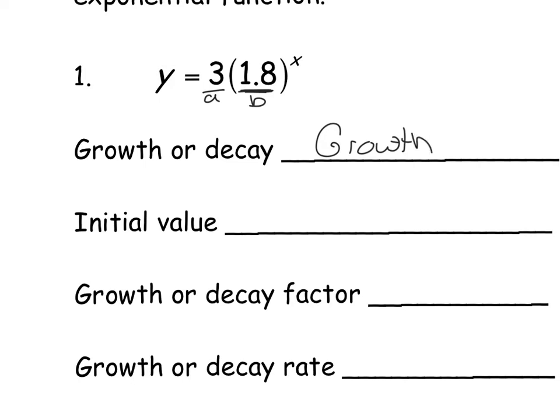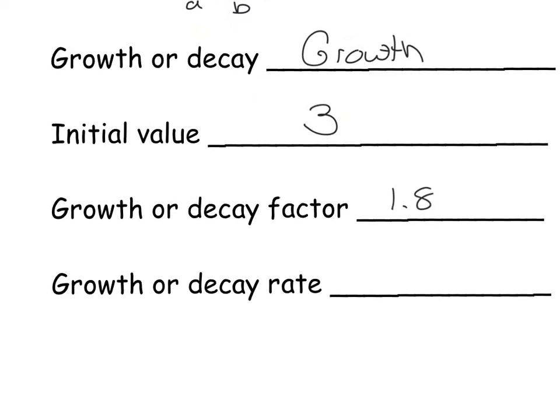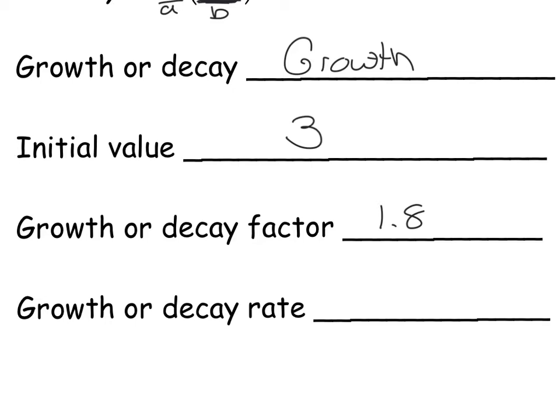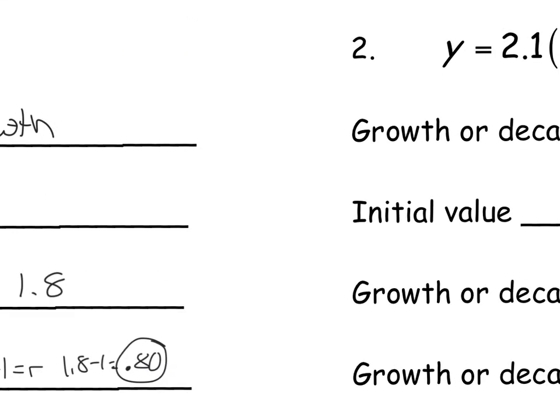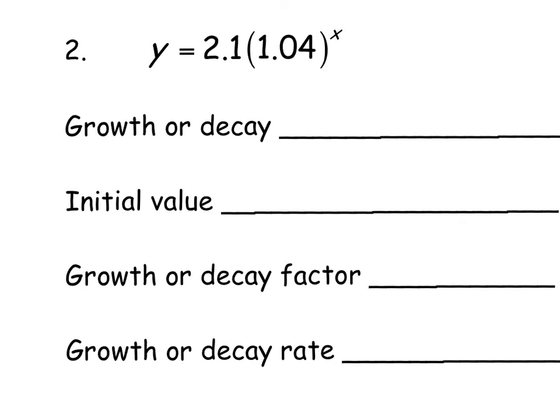Our initial value is here. It's 3. And our factor is all of b, which is 1.8. And then our rate, whenever we have growth, is going to be my factor, b, minus 1. So 1.8 minus 1 is 0.8, which is my rate. Okay?